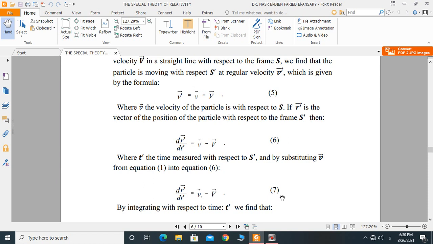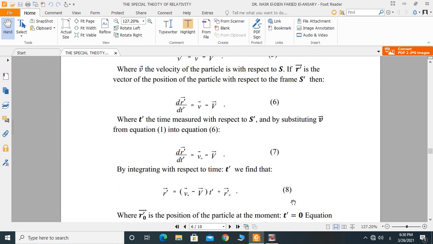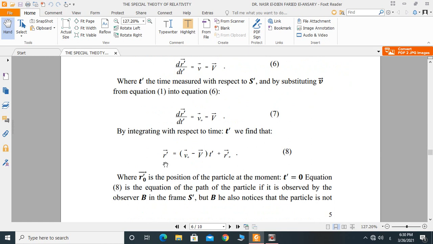By integrating equation 7 with respect to time t dash, we find that r dash equals (v naught minus capital V) t dash plus r dash naught, where r dash naught is the position of the particle at moment t dash equals 0.